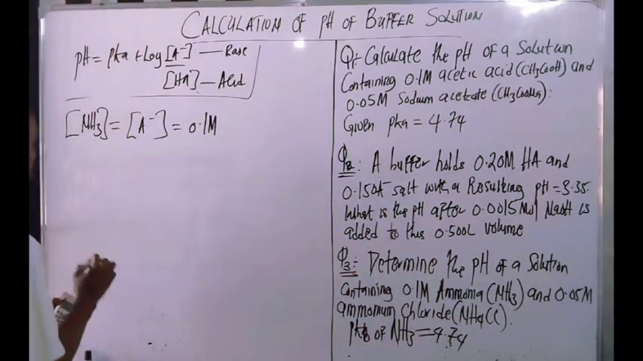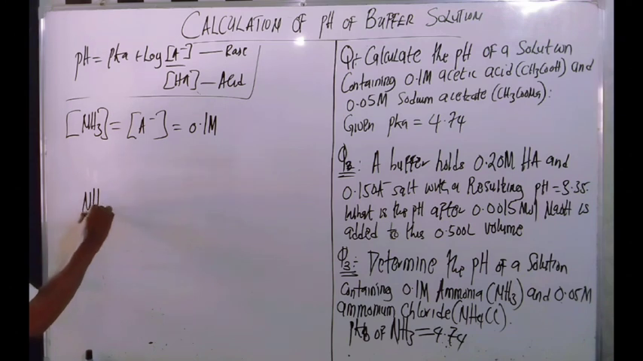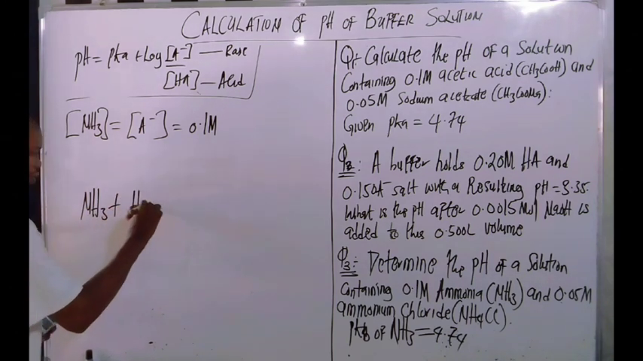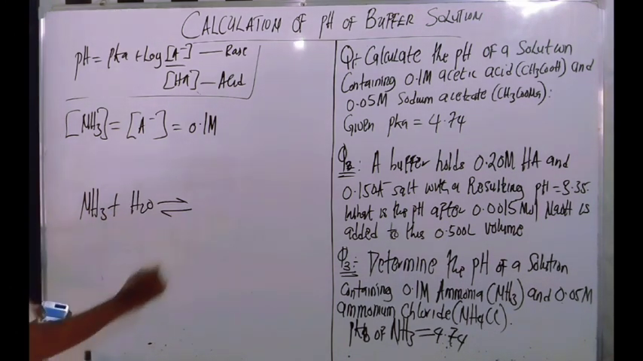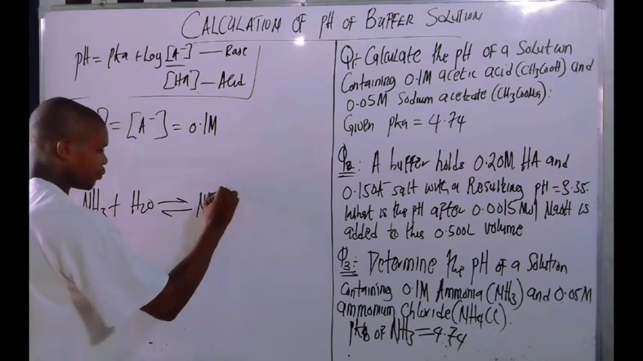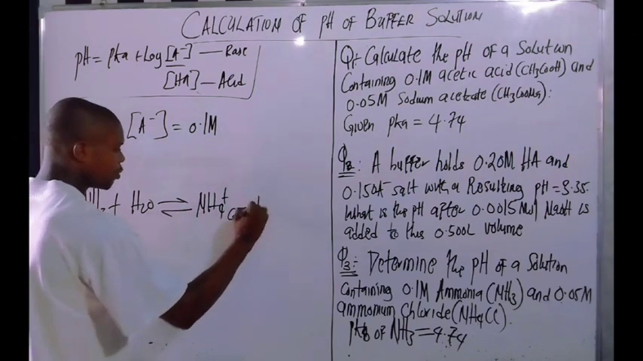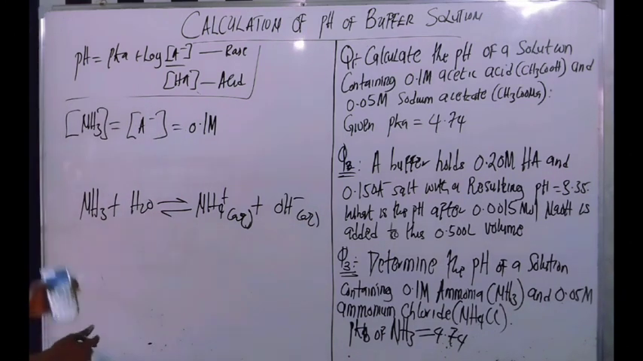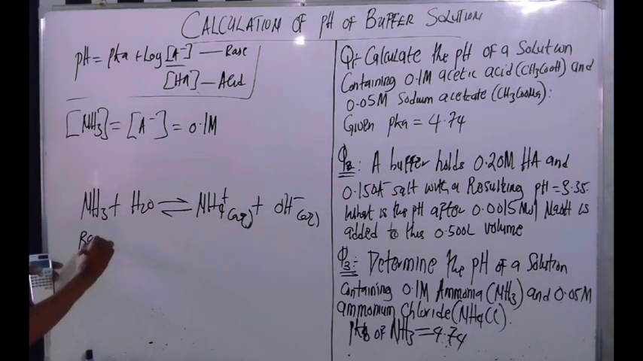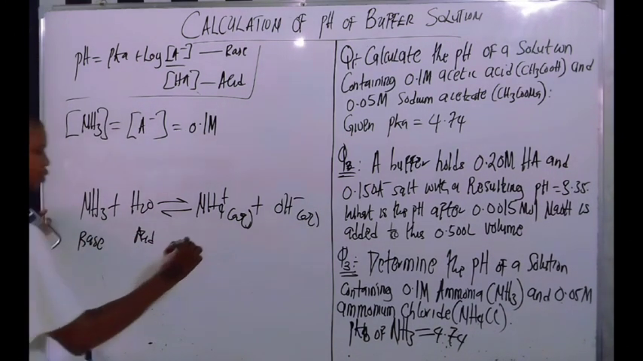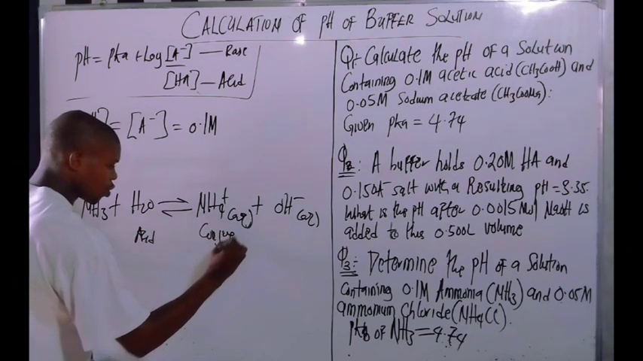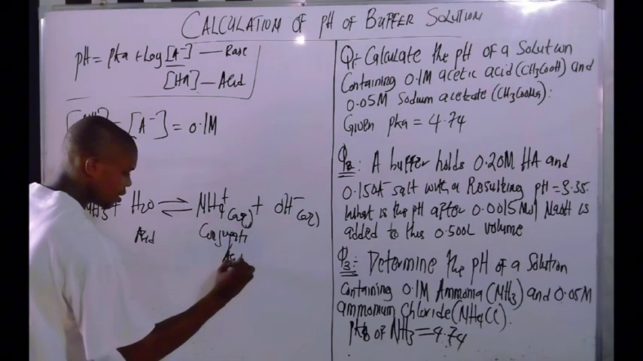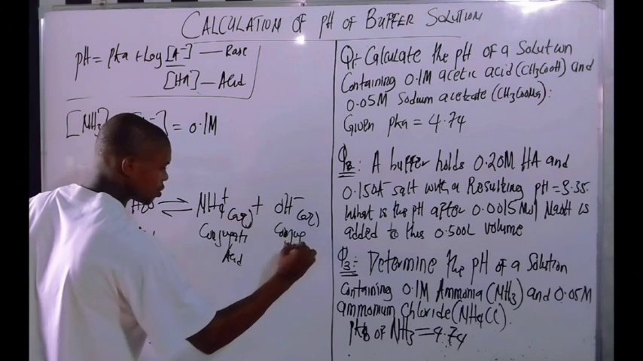Now let me show you something here. Remember, if ammonia reacts with water, what is going to be produced? You're going to produce NH4 plus, which is the acid, plus OH minus. So here we have the base, here we have the conjugate acid, and here the conjugate base.